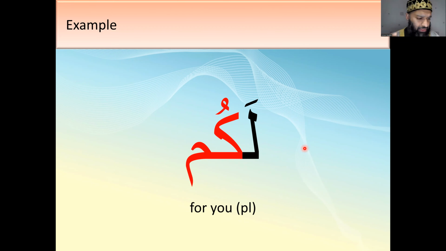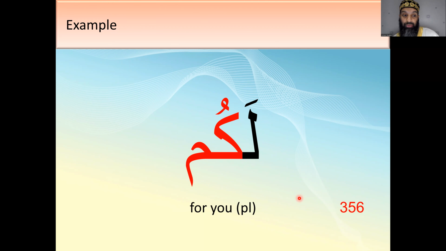As I said, if you didn't understand what I was talking about, the li coming and making the next word majroor, don't worry. Just remember this one. When a la attaches onto an attached pronoun, it means for. So this is for you all. Happy?